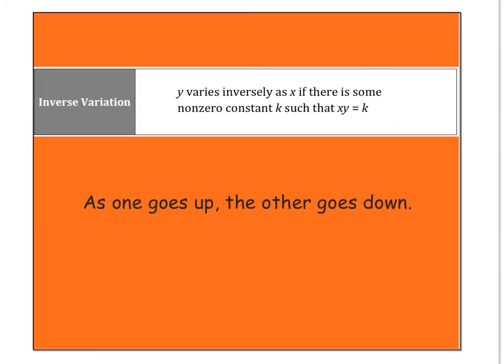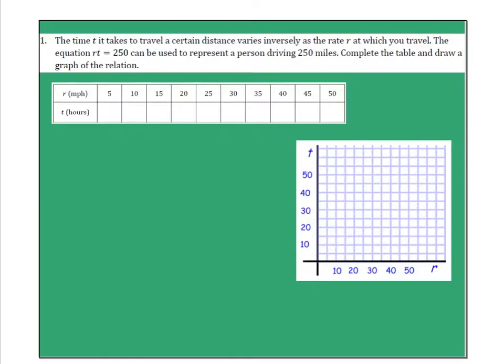So y varies inversely as x if there is some non-zero constant k such that xy equals k. Basically, two numbers are always going to multiply to the same thing. So here, the time t it takes to travel a certain distance varies inversely as the rate at which you travel. Basically, if you go faster, it will take you less time, whereas if you go slower, it will take you longer.